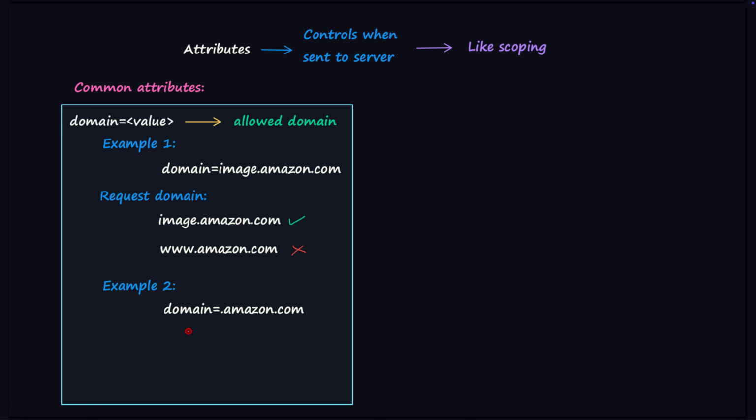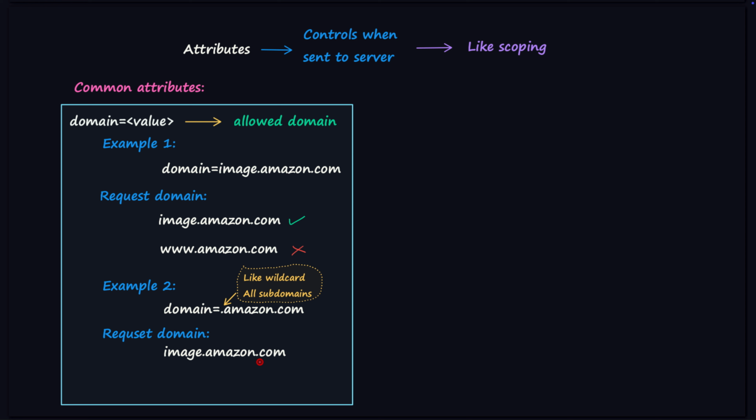Let's take another example. In this case, the domain is set to .amazon.com. This is more like a wildcard domain. Basically, any subdomain of amazon.com is a valid domain now. So if the request domain is image.amazon.com, then that is a valid domain because we support all the subdomains of amazon.com.